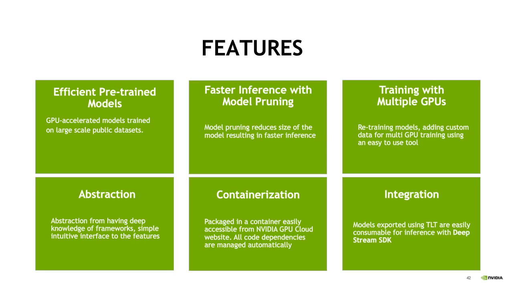As a final summary of the Transfer Learning Toolkit, some of the key features that it provides are access to efficient pre-trained models that have been designed to be GPU accelerated from large-scale public data sets. It provides access to faster inference by pruning models to reduce their size, which reduces the amount of time it takes to actually run the model, creating faster inference. It allows retraining for scene adaptation and adding new classes by using your custom data, and scaling to multiple GPUs with an easy-to-use tool.